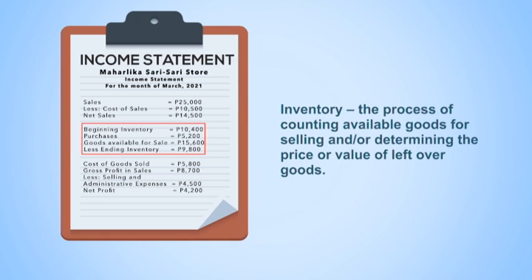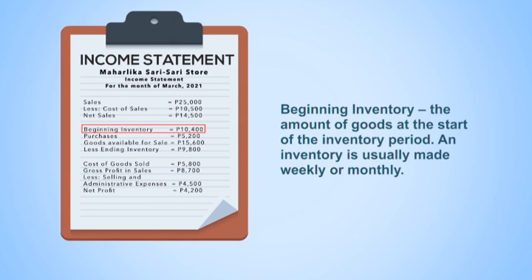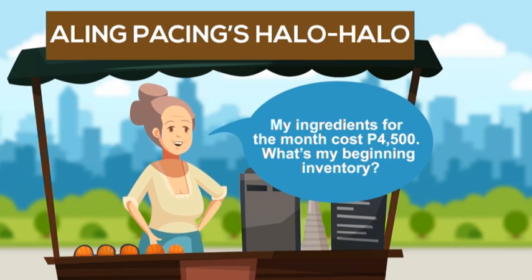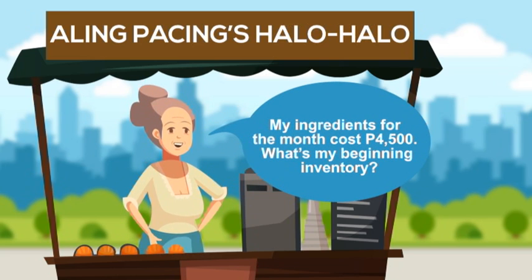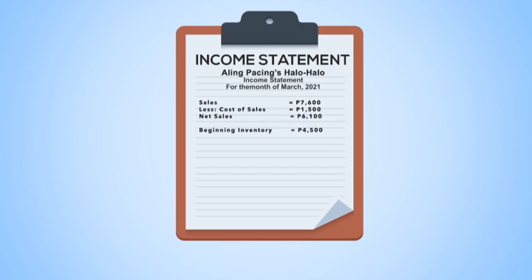Inventory is the process of counting available goods for selling and or determining the price or value of leftover goods. Beginning inventory is the amount of goods at the start of the inventory period. An inventory is usually made weekly or monthly. For that month, Pasing began by listing the cost of all the needed ingredients to make halo-halo. She estimated that they cost 4,500 pesos. What would be the beginning inventory? That would be 4,500 pesos too.